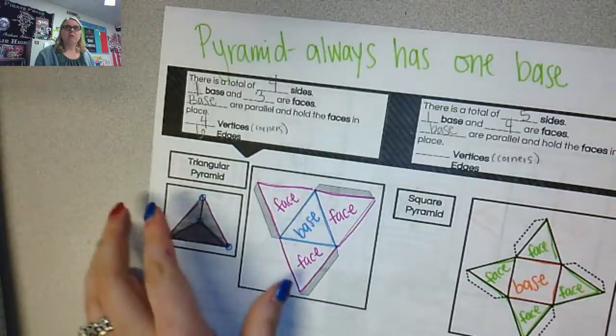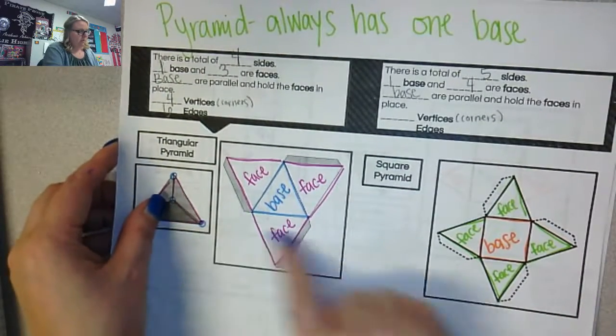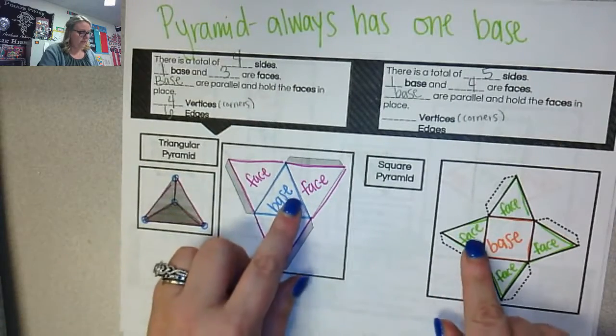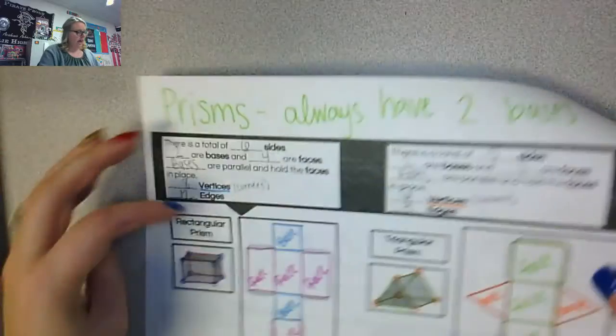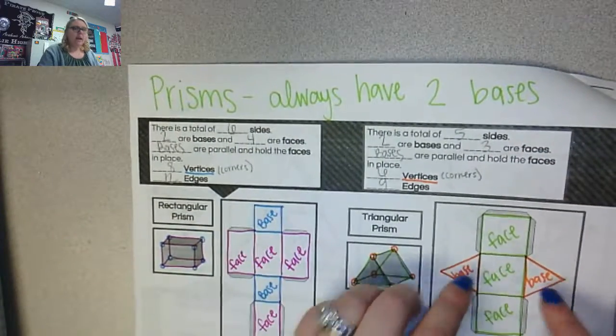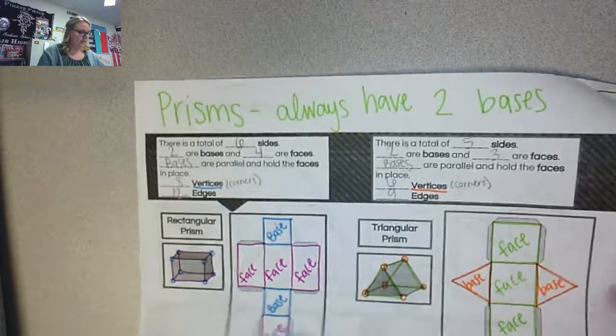Okay, so we're going to be working with 2 different types of 3D objects. We're going to be working with pyramids, which have one base and multiple faces, or prisms that have 2 bases that hold all the faces together. So prisms have 2 bases, and then pyramids have 1.